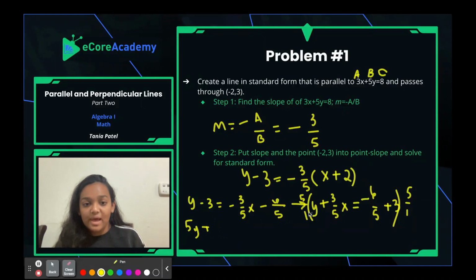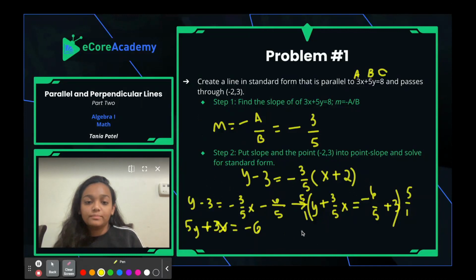plus, it cancels out here and here and here, so it's just going to be 3x equals, it's going to cancel out over here and here. So it's going to be negative 6 plus 15, which we know is 9 for the right side. And that is our actual final thing.